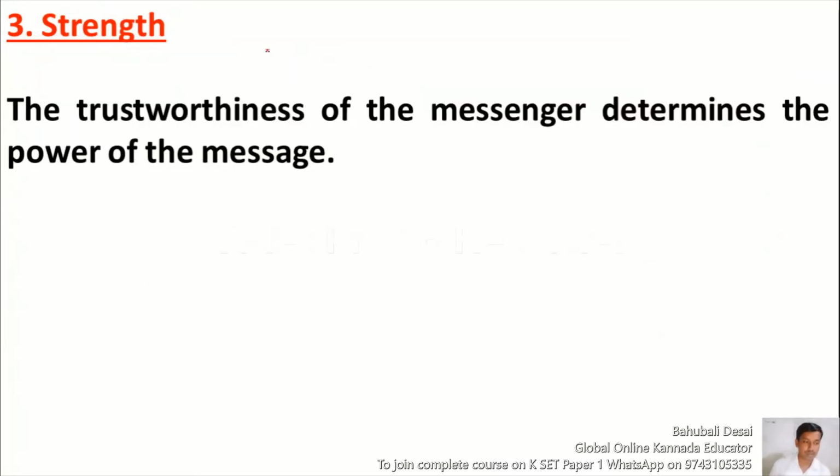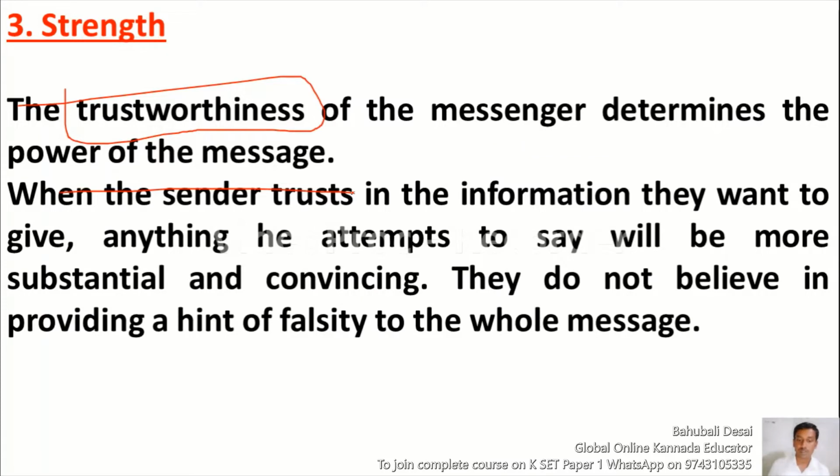The next one is strength. Strength means we can say trustworthiness. So the trustworthiness of the messenger determines the power of the message. So before sending the message, the sender must understand the message very clearly. He should have trust in that message. Then only he can convince the receivers. He can pass the information very clearly. So in this way, the sender should not give any wrong information to the receiver. When sending any information, the sender must have understood it properly, and he should have trust in it.